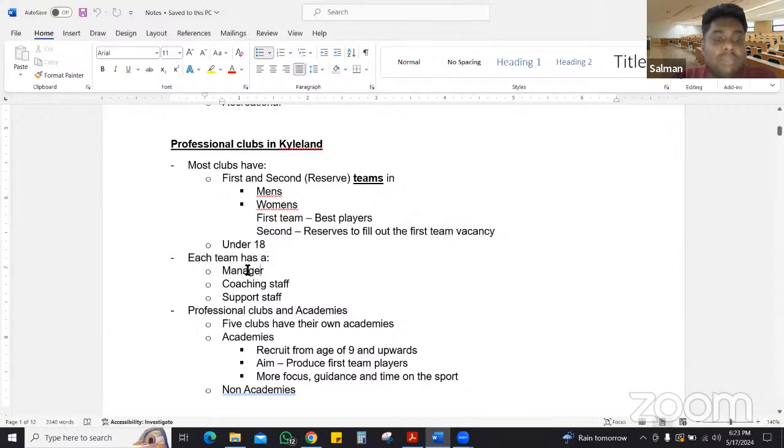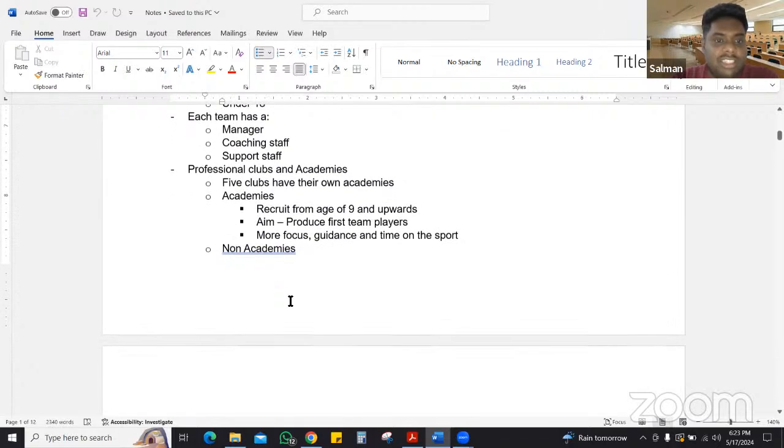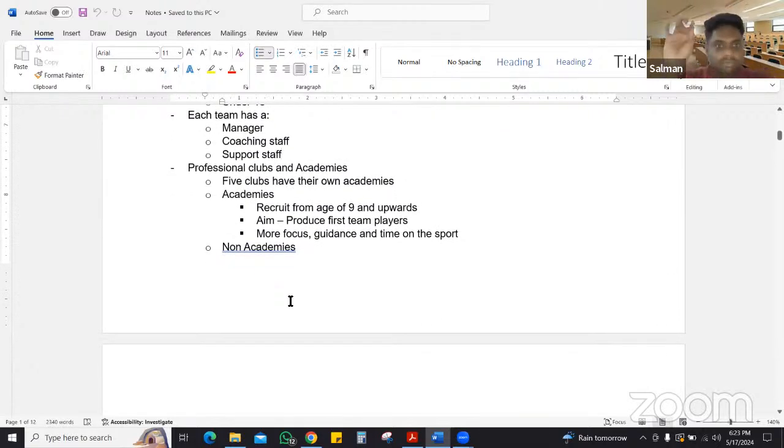Each team has a manager. They will have their own set of coaching staff as well as support staff. Now, this is for you to understand how the club is structured. Just like, let's say, a company will have the CEO, the many executive and non-executive directors. They will have their divisional heads, functional heads. Similarly, this is how their organization structure is made.